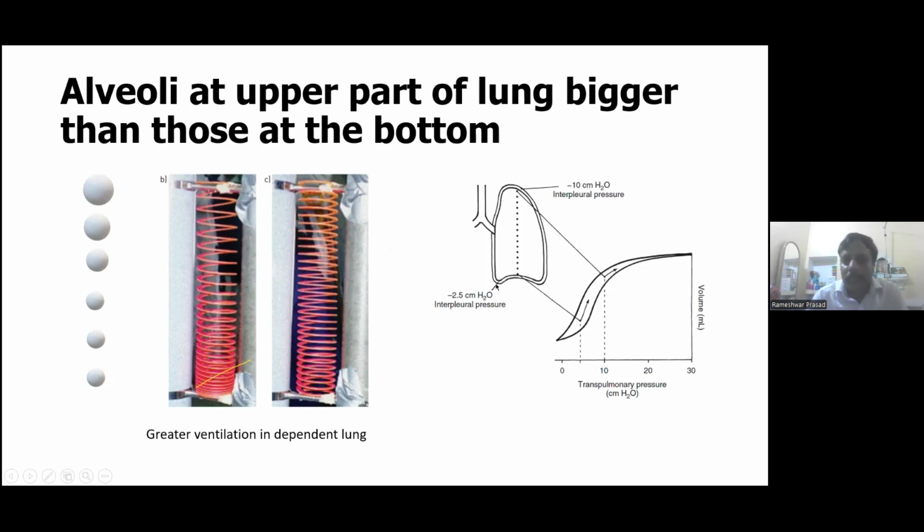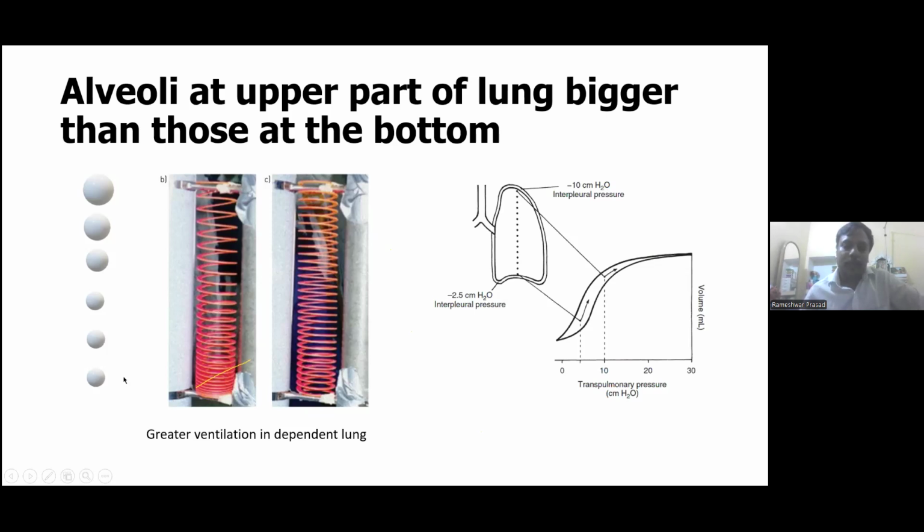Because of gravity, the lung is pulled down. Therefore, in the upper part of the intrapleural space, the intrapleural pressure is high, and in the lower part of the intrapleural space, the intrapleural pressure is lower. Then again, there is less transpulmonary pressure in the lower part and more transpulmonary pressure in the upper part. Less transpulmonary pressure means alveoli are less stretched. More transpulmonary pressure means alveoli are more open.